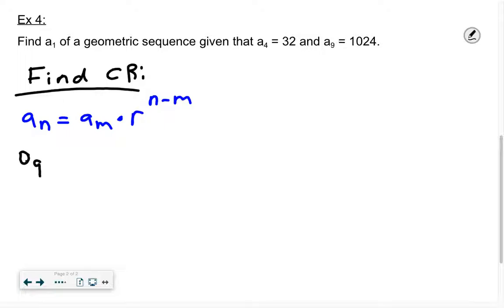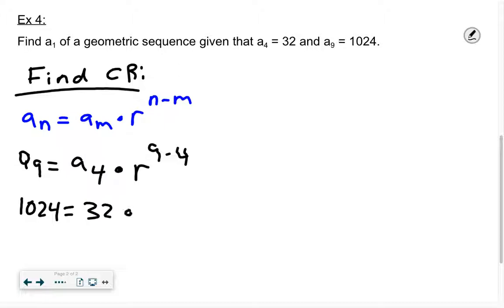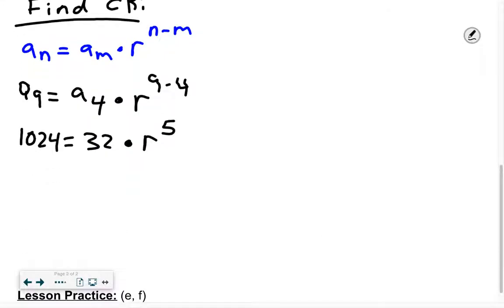So a sub 9 is equal to a sub 4 times r to the 9 minus 4. Well, what's a sub 9? Well, it's your 1024. What's your a sub 4? That's 32. And notice we have our equation with just one variable. We can solve for this thing. Divide both sides by 32.